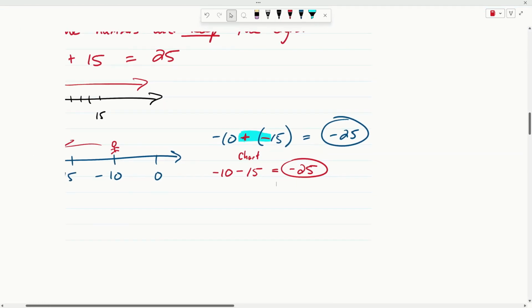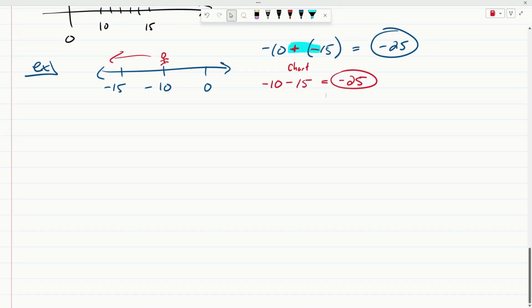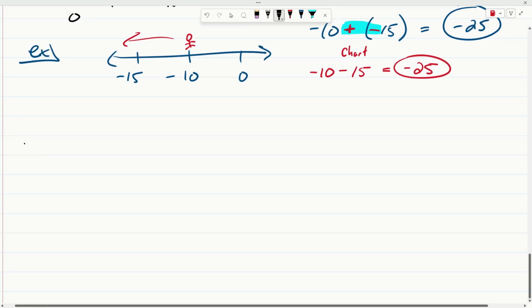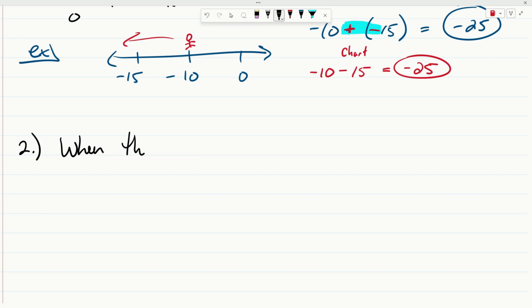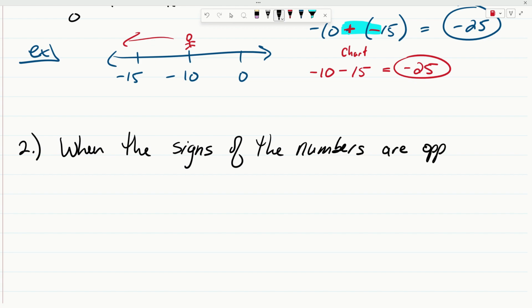The other rule that we have, which is our second rule here, deals with when the signs of the numbers are opposite. All right, so an example of this, to keep the numbers nice and small, would be something like negative 2 plus 6.